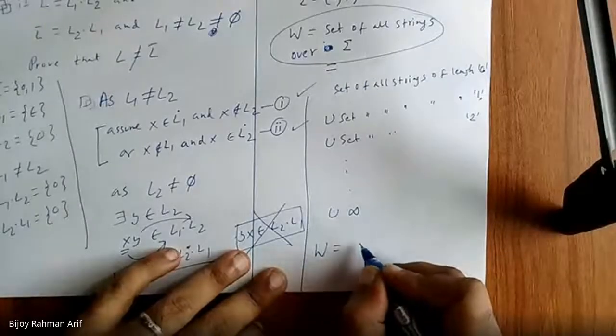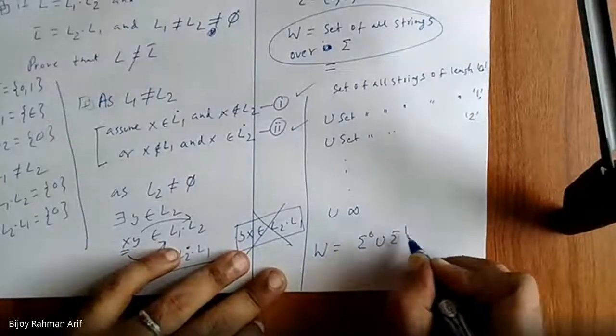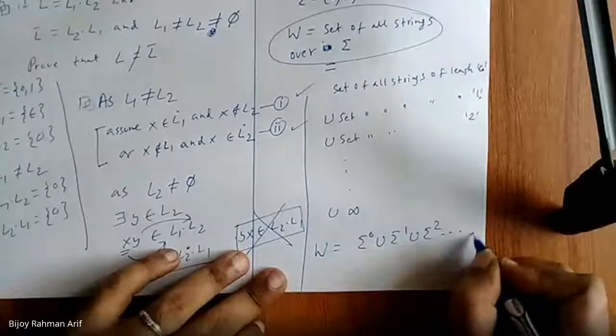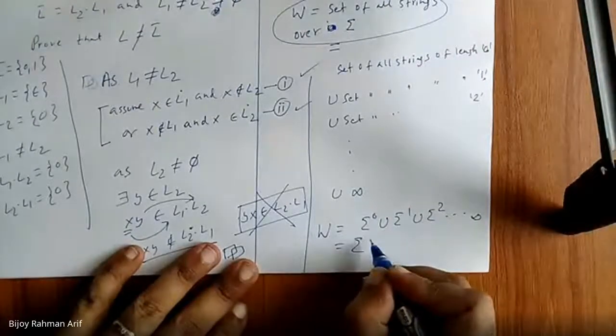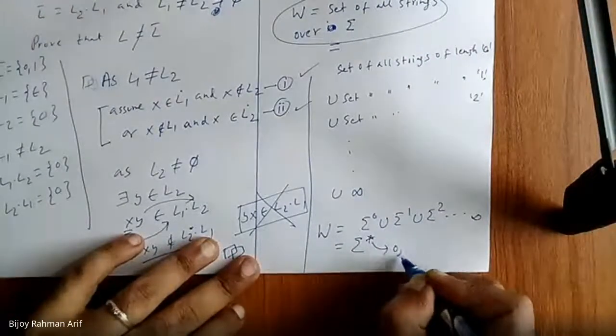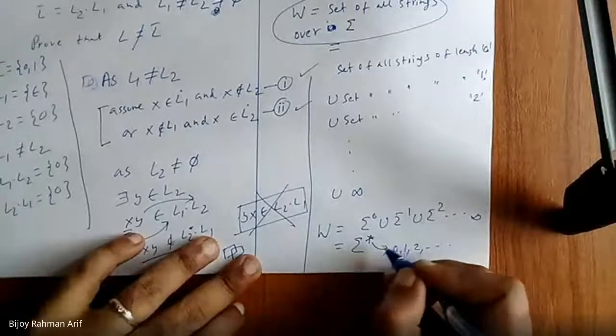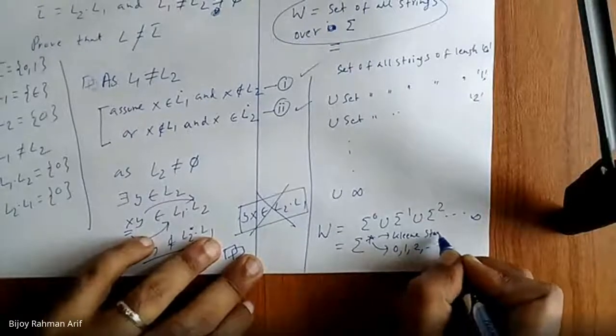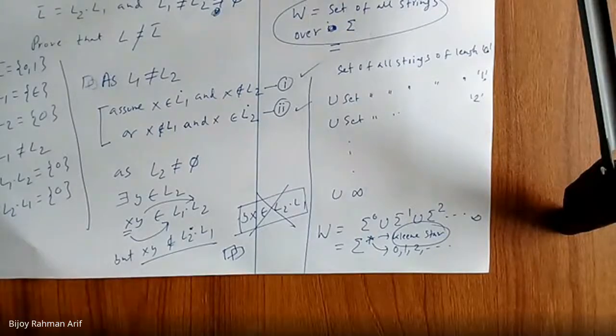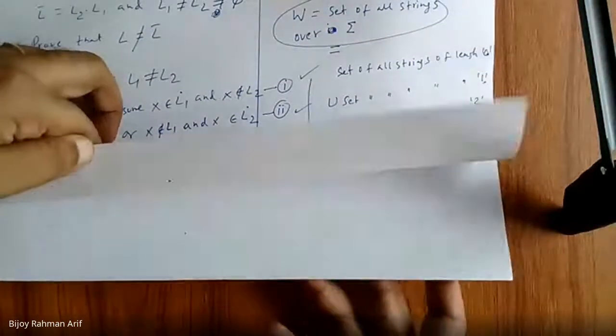Yes, sir. W is equal to sigma to the power 0 union sigma to the power 1 union sigma to the power 2, up to infinity. This is also represented by sigma star, where the star can be replaced by 0, 1, 2, and so on. This special symbol is called the Kleene star. Did you get it? Sir, does that mean the universal set? Yes, of course, it is the universal set, like the set theoretic universal set. You are right.